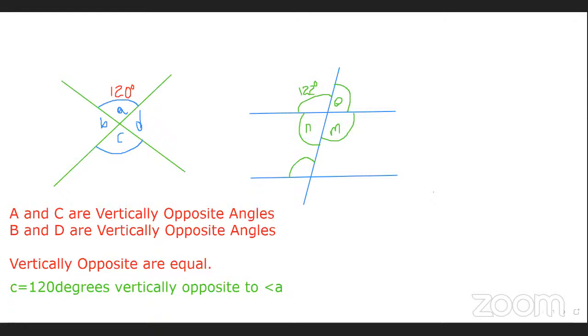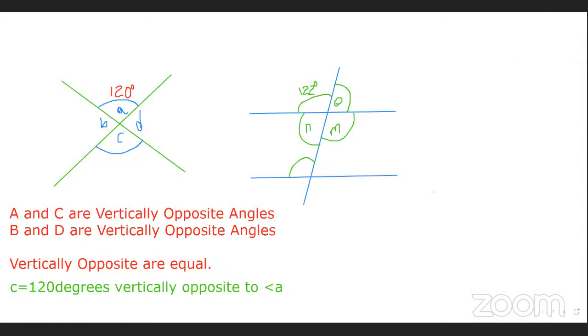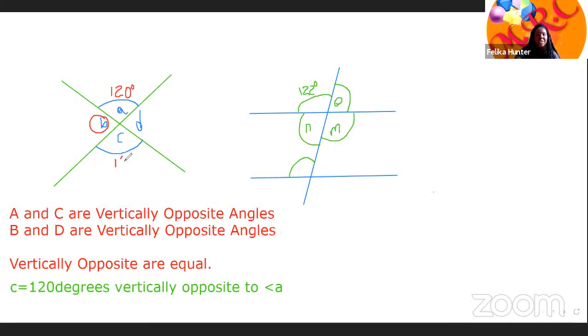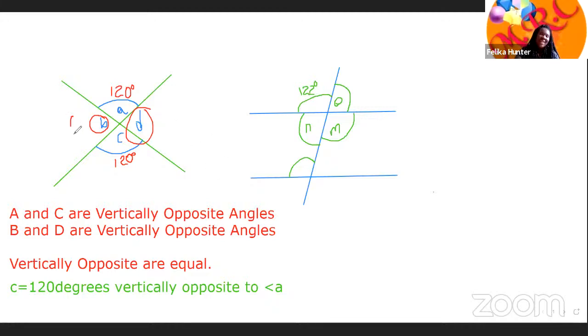Miss, B is equal to D. Yeah, B is equal to D. So we need to figure out B. We know that this one is 120 degrees. We need to figure out B and we need to figure out D. Miss, would B be 60 degrees, and D 60? Beautiful. Now you're going to give me the reason. 60 degrees, beautiful. And why is it 60 degrees?